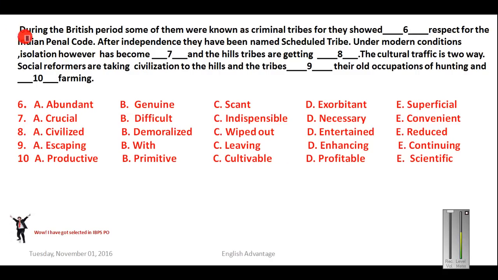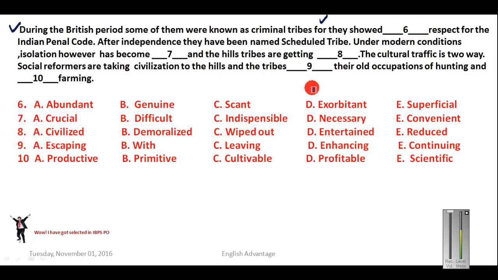Normally in cloze test there are five questions in banking exam, but in this I have taken 10 questions, so it will be equal to 2 cloze test. Okay, now during the British period, some of them were known as criminal tribes, for they showed, now for indicate here, because they showed respect for the Indian penal code.